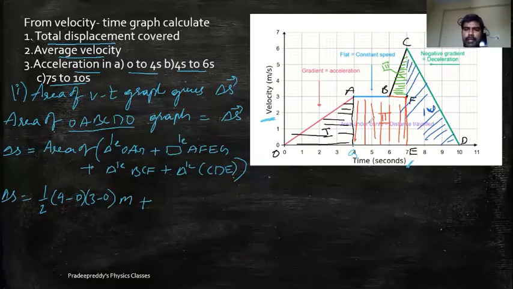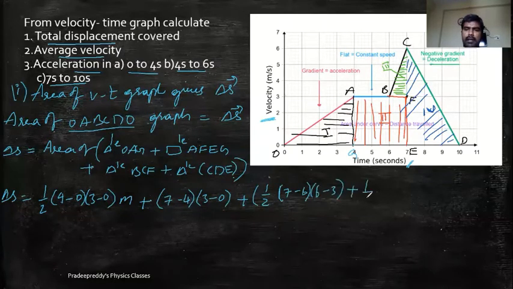Next you have a rectangle. Length into breadth. How much is the length? 7 minus 4. How much is the breadth? Breadth is AG or EF, that is 3 minus 0. Plus the area of the third triangle, half into base BF. BF is 7 minus 6. And what about the height? Height is CF. CF is 6 minus 3.